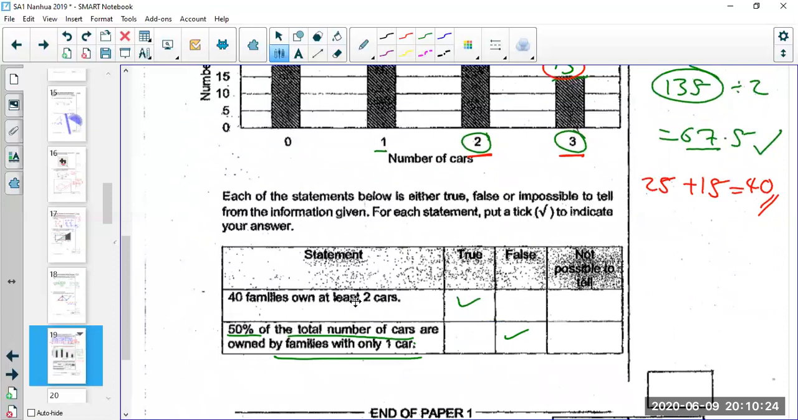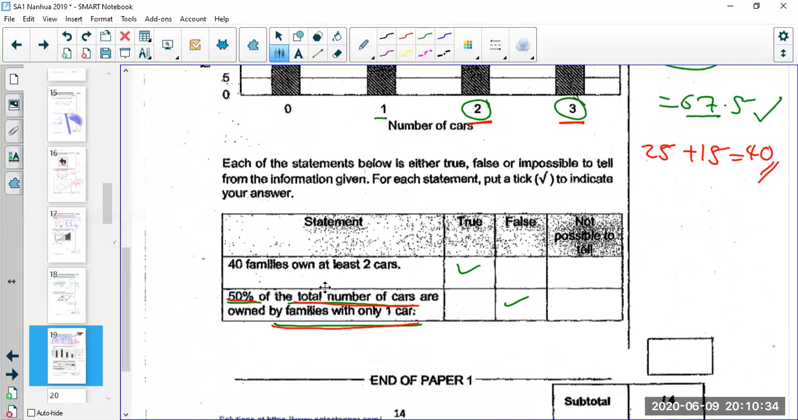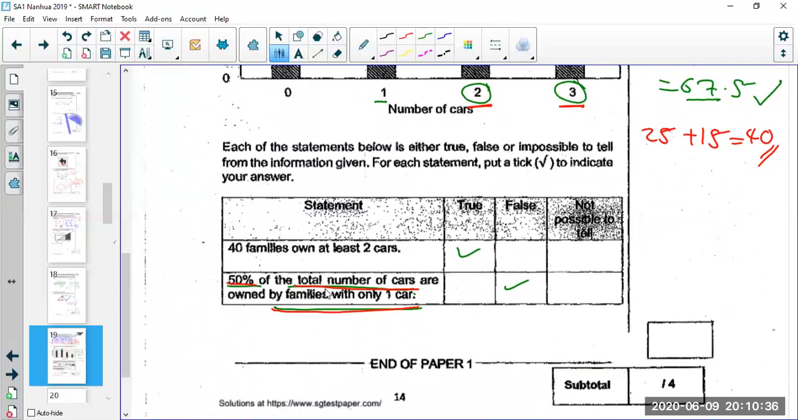So true. Okay, now 50% of the total number of cars are owned by families with only 1 car. Now this one looks a bit confusing, right? But what do you do? Number 1, you can change the percentage into a fraction, so it becomes half already. Then it becomes a bit simpler. Number 2, you look at the total number of cars, and can you find how many is the total number of cars?